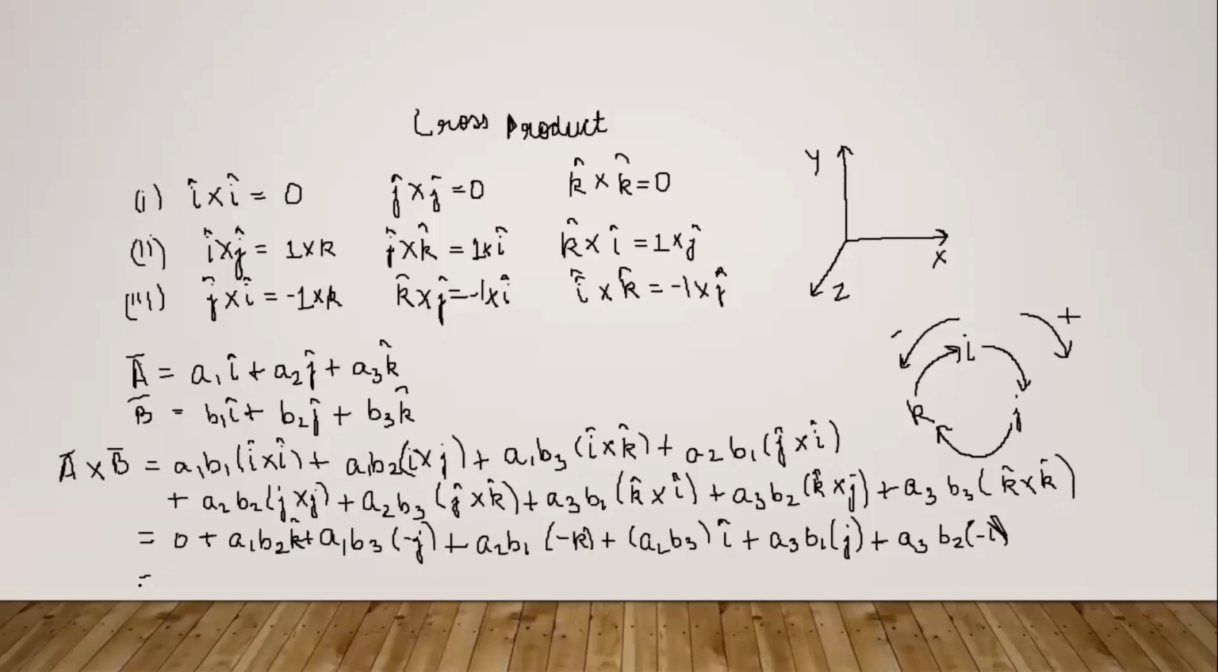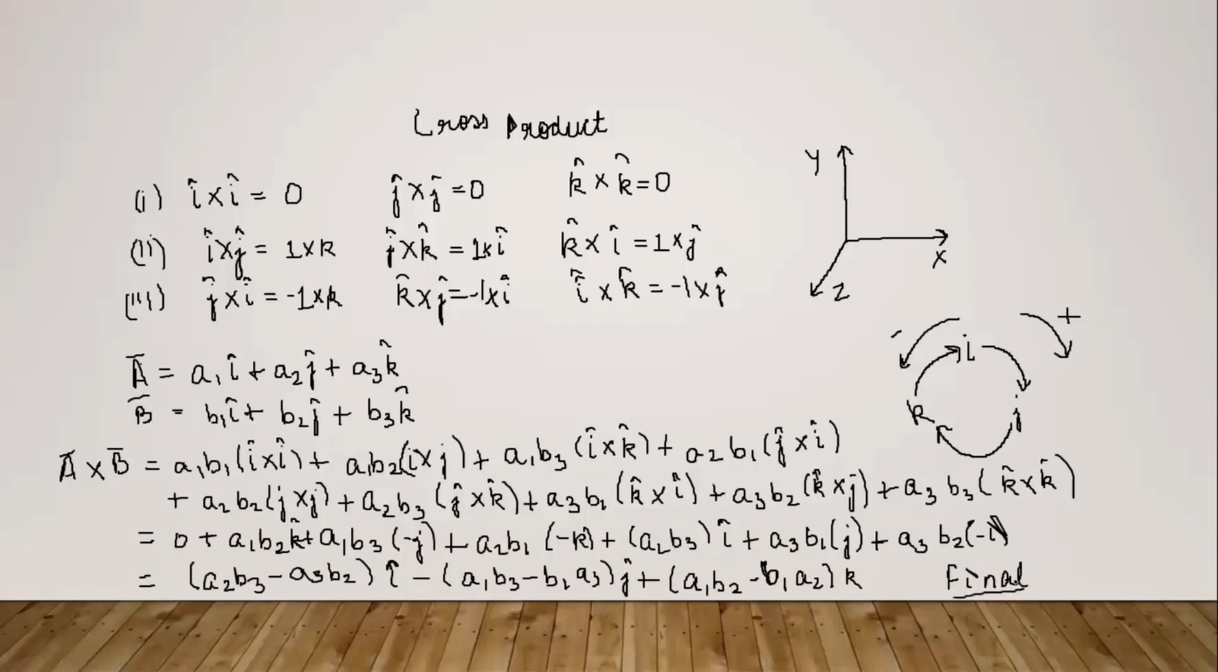So we can sum this up. We can take the terms with the i cap together, taking the negative or the positive sign into consideration. So the result would be (A2 B3 minus A3 B2) with i cap, then minus (A1 B3 minus B1 A3) j cap, and thus we will have (A1 B2 minus B1 A2) k cap. So this is our final result.